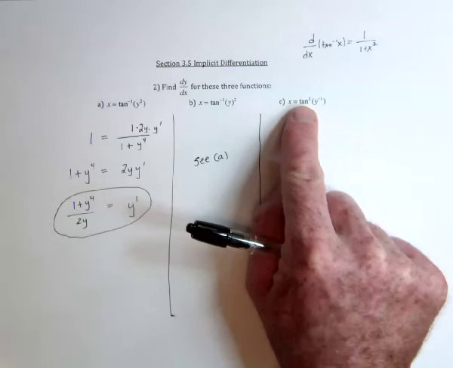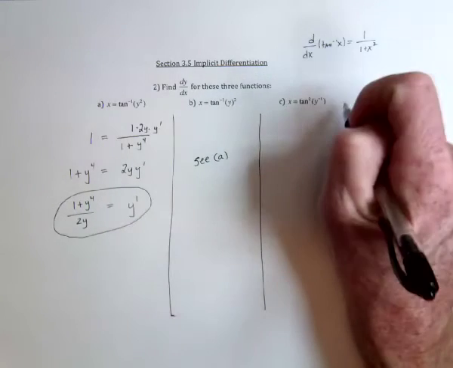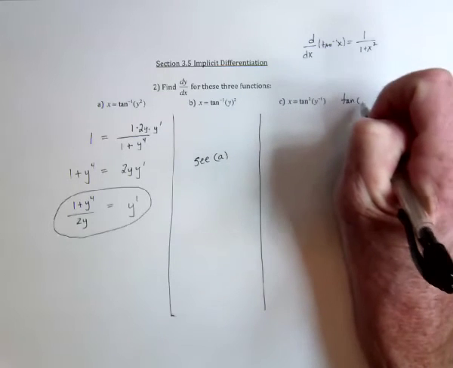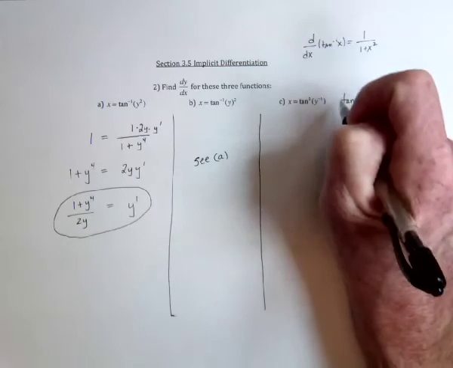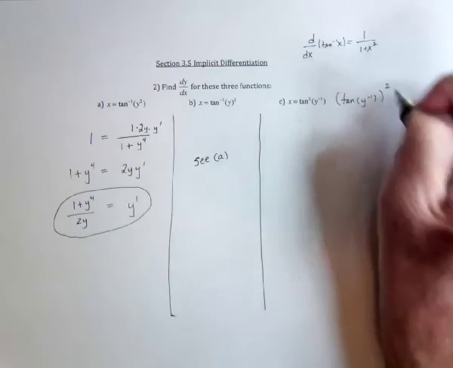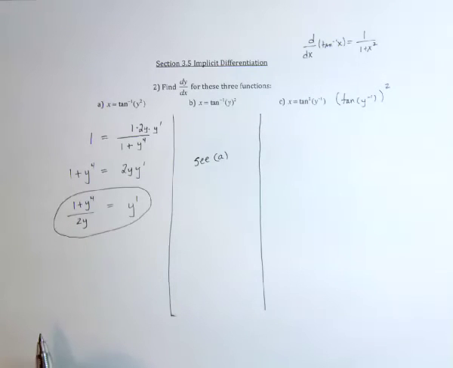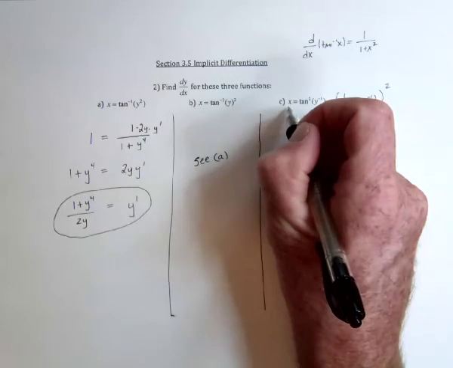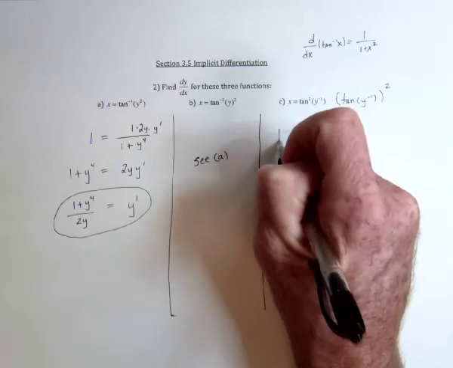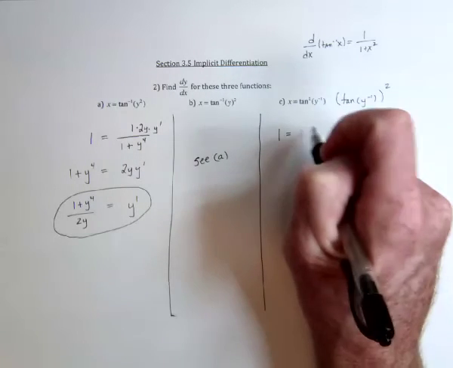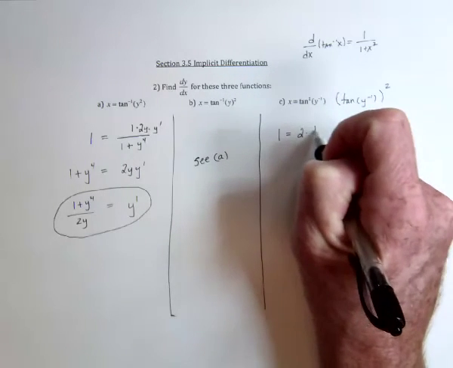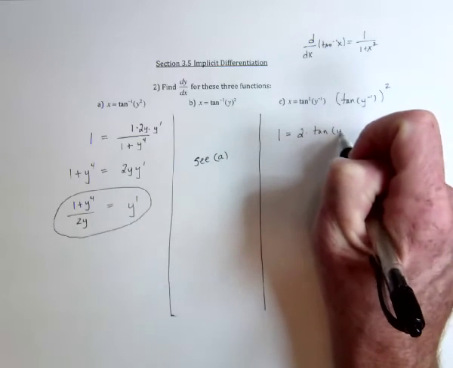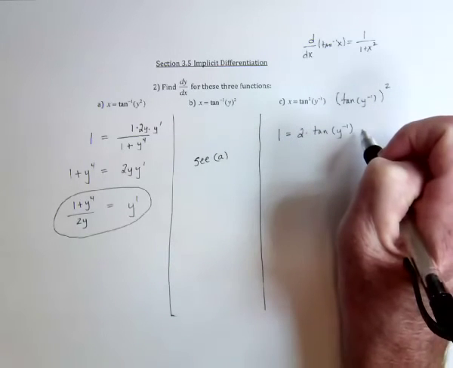Okay, so this is saying you've got tangent of y inverse, and all of that is being squared. So the outermost function is the squaring function, so take the derivative of that first of all. Again, the derivative on this side is going to be 1, and then the 2 goes down in front, and the tangent of y to the negative 1 stays there.